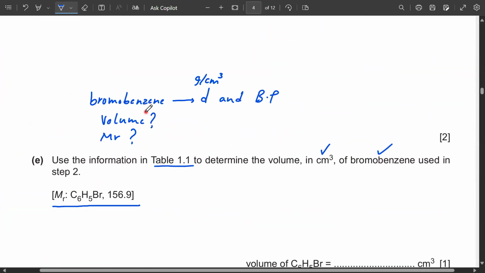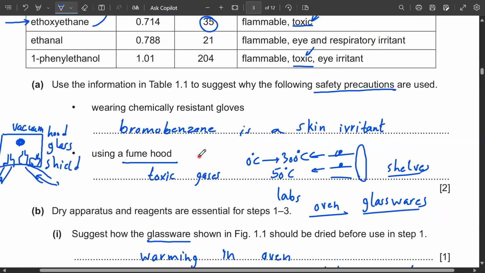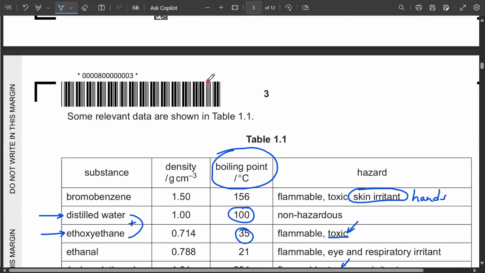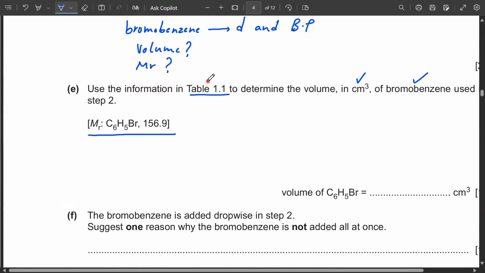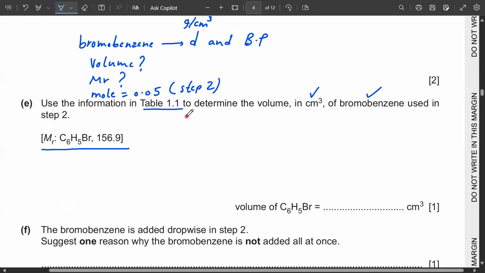They gave us the moles in step 2. We have to move to step 2 exactly: 0.05 mole. That's also required, so I will put that value over here. We also have the mole, 0.05 from step 2. Now use all this information to find the volume.